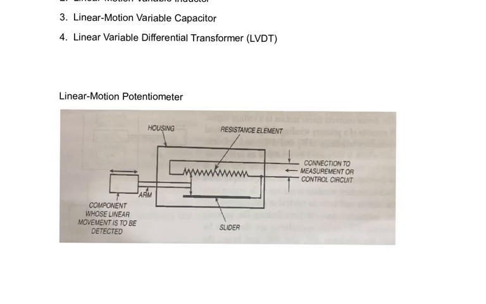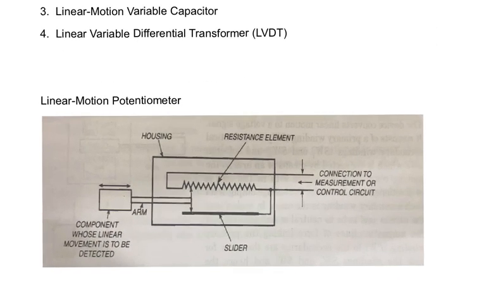So here, look at the diagram of the linear motion. First we shall discuss two types of sensors, that is the linear motion potentiometer and the linear motion variable inductor. In the linear motion potentiometer you can see the diagram. Here you have a slider, an arm, the component whose linear movement is to be detected, a housing, and a resistance element connected to a measurement or control unit. So here you have a slider. The name itself says it is a linear motion potentiometer.